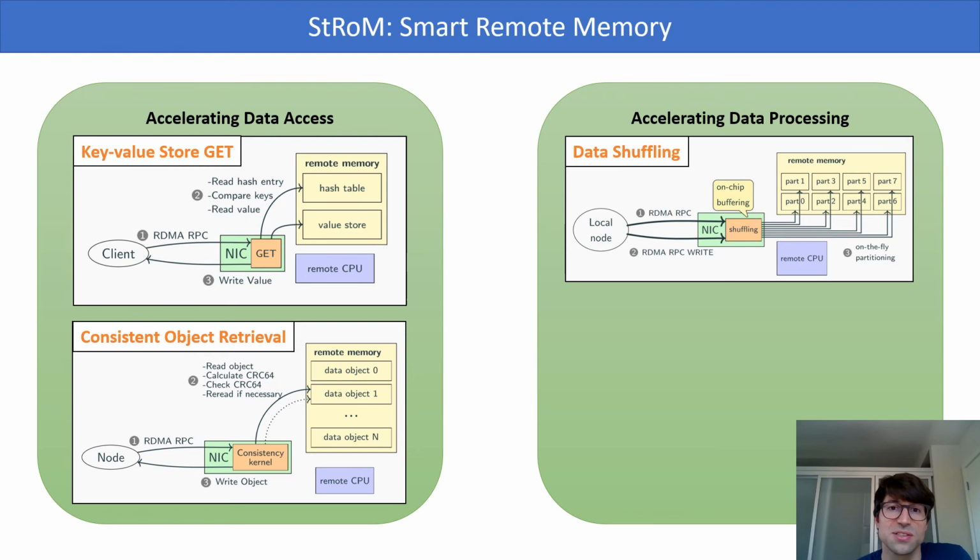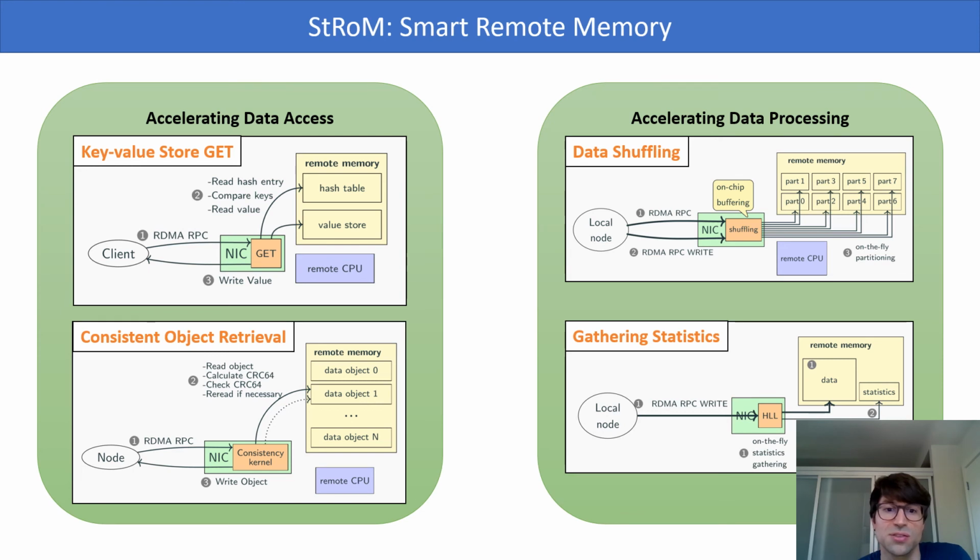On the data processing side, we have a data shuffling kernel that partitions incoming data tuples on the fly. The hash function is implemented in the StRoM kernel. Each partition is written to a different location in the host memory. Data shuffling is a common operation in distributed applications to enable parallelism across cores or nodes.